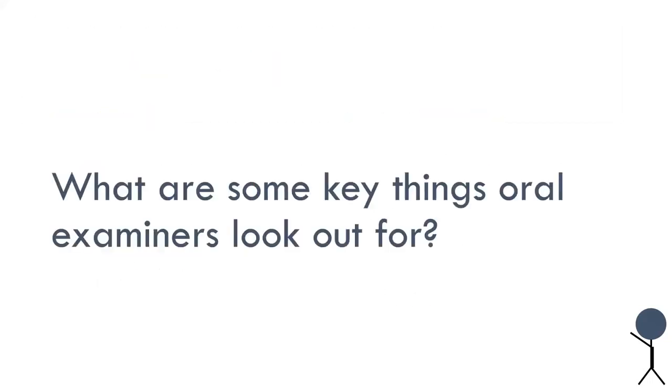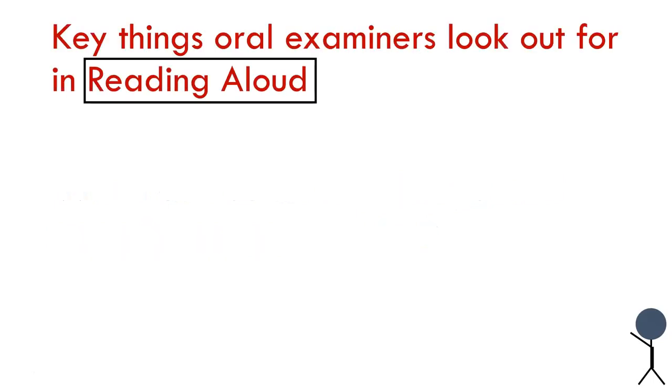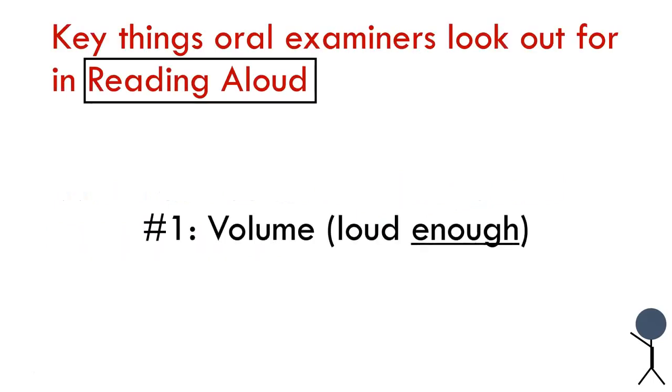Okay, let's zoom into the second part of this lesson. So we have covered the first part, which is basically talking about the components of the paper. Second part deals with the key things that oral examiners look out for. And I will talk about what are some key things that oral examiners look out for the first section first, which is the reading aloud section. So the first thing that I want to talk about with you is to do with volume.